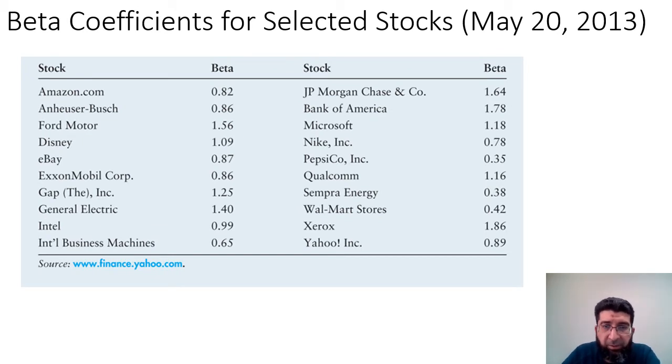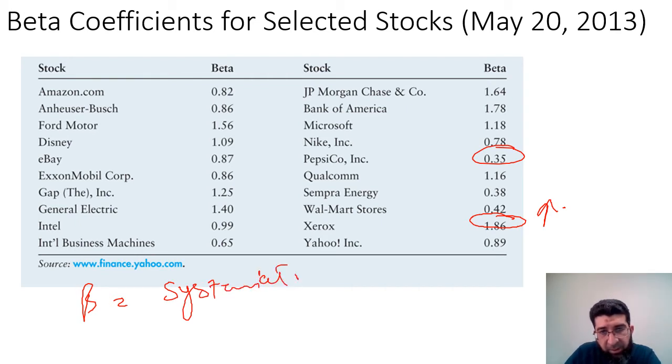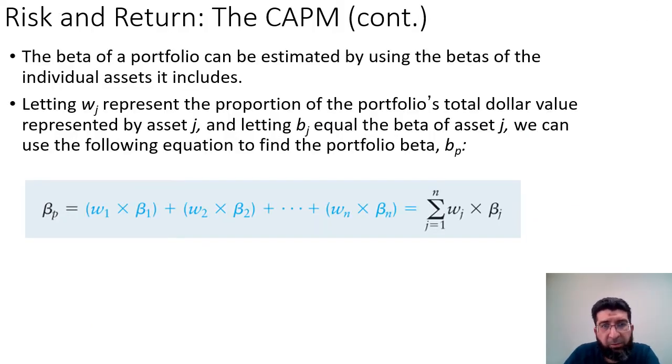Here you can look at the different betas of different stocks. For instance, there is a very high risk stock, and then we have PepsiCo, which has a very low beta. So high beta means high risk, low beta means low risk, and beta itself is a systematic risk, also called non-diversifiable risk, for which the market compensates. Now we can calculate the beta of a portfolio by first calculating the betas of the individual assets.